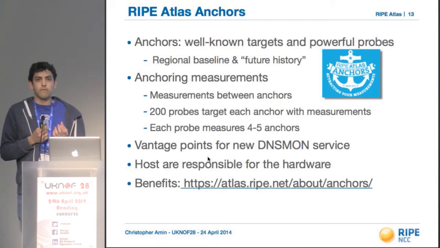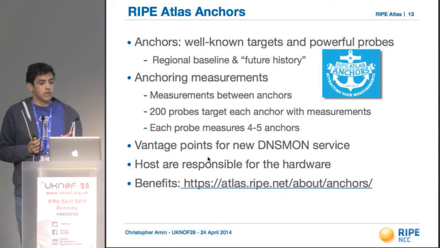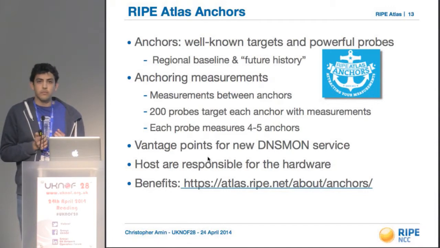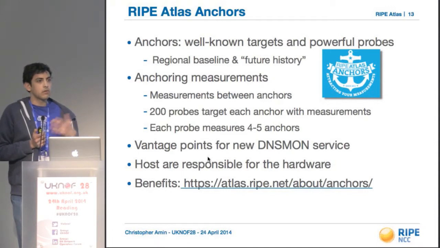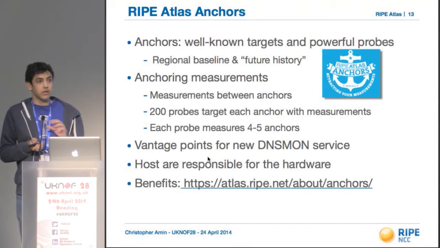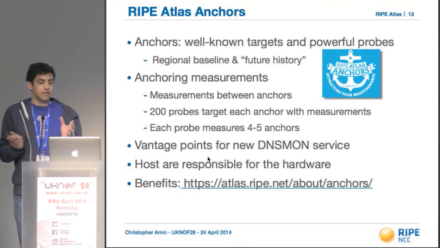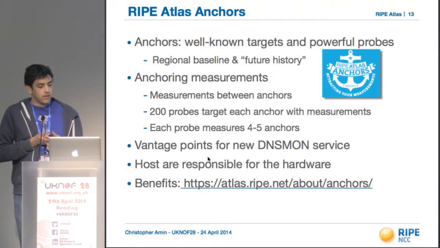and they're well-known targets, so they're targets for Atlas measurements or potentially other measurements, and they're also very beefy probes, which means they can measure a lot more than the standard probe, because we have a limit on how much a standard probe can do, not least because of bandwidth. Atlas only does active measurements, and it doesn't measure bandwidth.